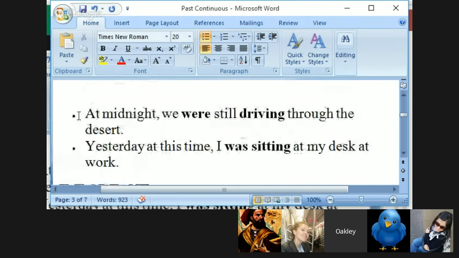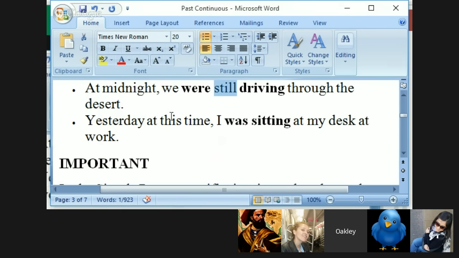Okay. At midnight, we were still driving through the desert. Okay, when we use times, it is very, very common to express or exaggerate the concept of an action that's taking a lot of time. It's very common in these sentences to see still in the sentence. That's often the entire point of the sentence, to express the information that some action took a long time. At midnight, we were still driving through the desert.